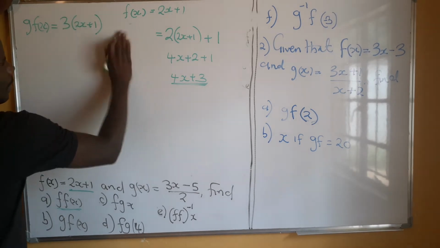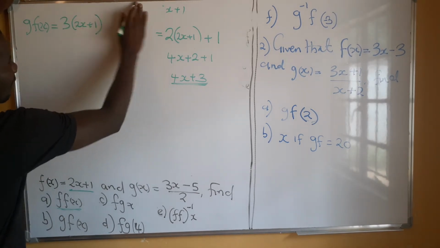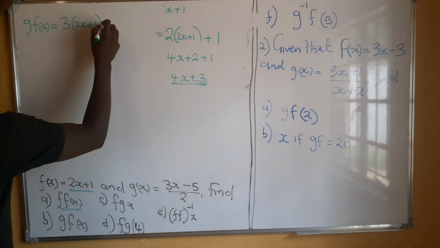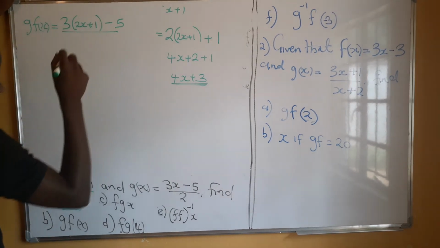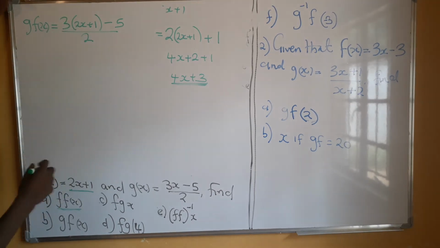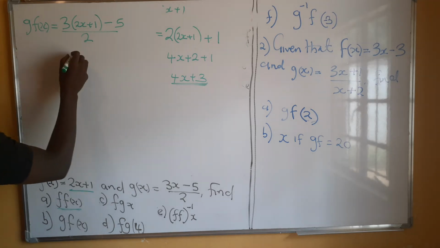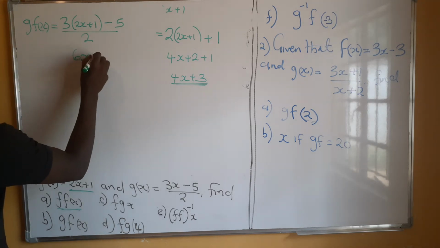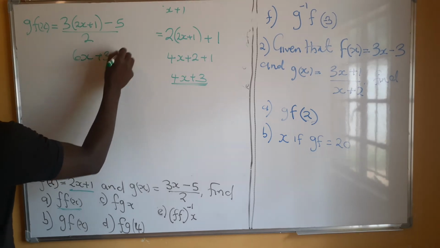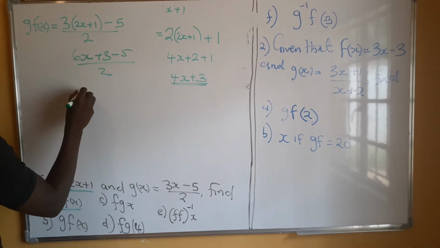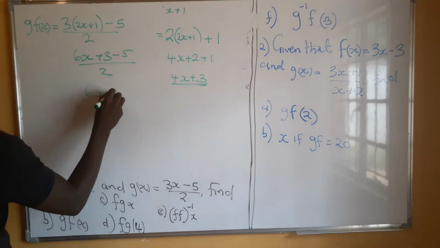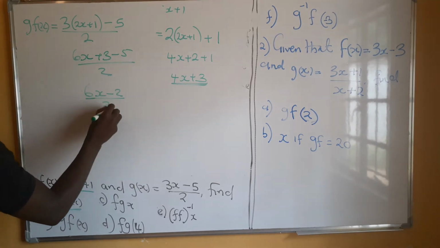Close. Okay? After I've closed, what do I have? Minus 5. Then over 2. Alright? So now I need to simplify this part here. The simplification is going to be 6x plus 3 minus 5 over 2. When you simplify this one, what do you get? You get 6x minus 2 over 2.